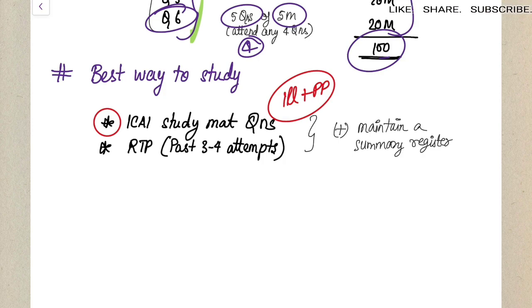Once your ICAI study material has been done, the last 3 to 4 RTP questions you have to do. Last 3 to 4 attempts' RTPs you have to practice, because questions are being picked up in every single attempt from your past RTPs. So it is very important that if somebody is telling you do these 4 question papers, minimum 2 to 3 questions are going to be asked from this. Why would you leave your chance? Why would you do that? So please make sure you do your last 3 to 4 attempts' RTPs as well.